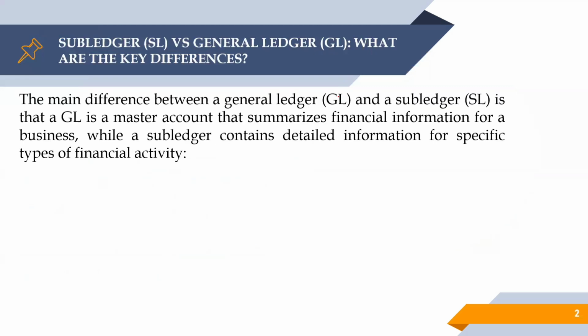The main difference between the GL and SL is data. A GL is a master account that summarizes financial information for a business, while an SL contains detailed information for specific types of financial activity. So when you are looking towards the GL, the general ledger, it is the master account that summarizes financial information for a business.